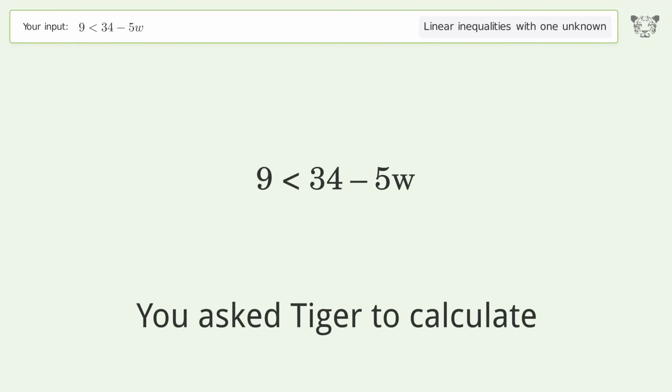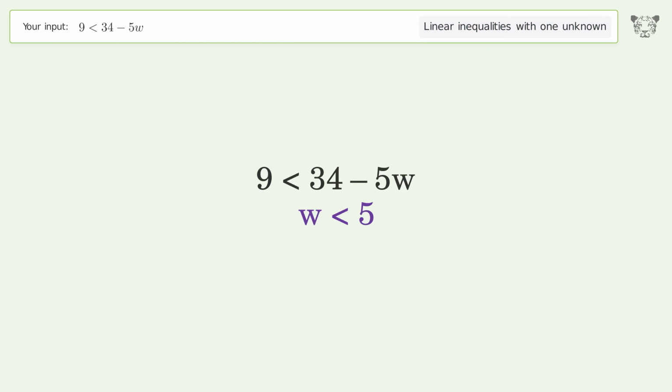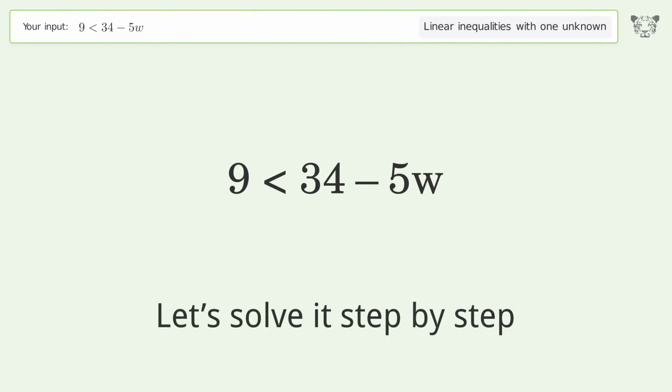You ask Tiger to calculate. This deals with linear inequalities with one unknown. The final result is W smaller than 5. Let's solve it step by step.